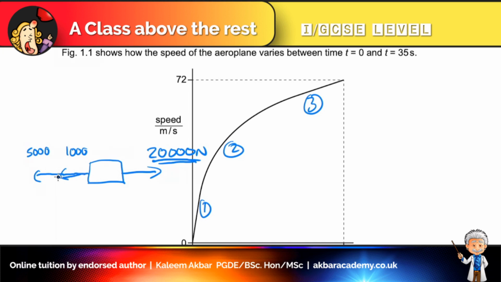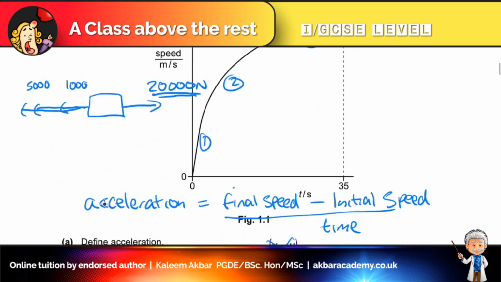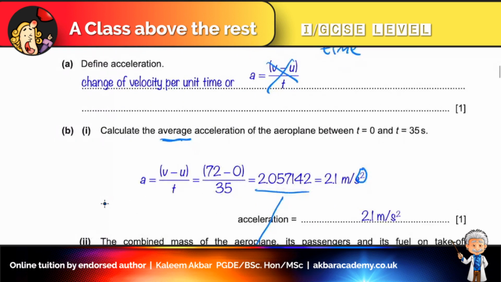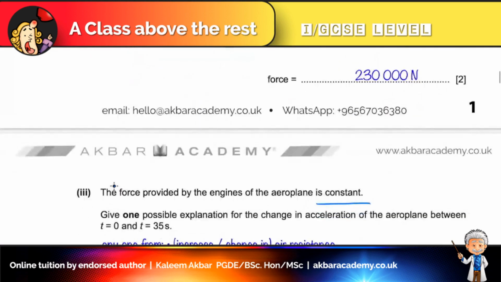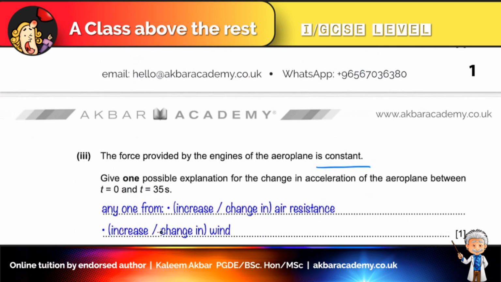So why would this force backwards be becoming bigger? What you need to know, any object moving through a fluid, such as air resistance, will get bigger the faster the object moves. And it will become less the slower the object moves. So air resistance increases with velocity or speed in this case. So what's going to happen? Increase or change in air resistance, increase or change in wind. So the proper way of referring to this would be air resistance.